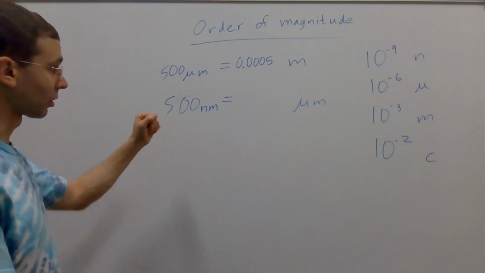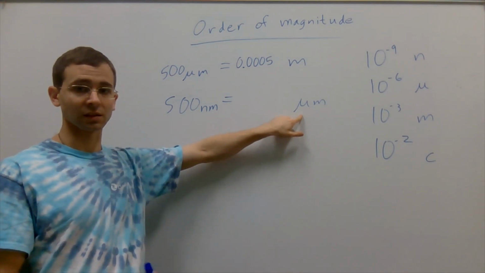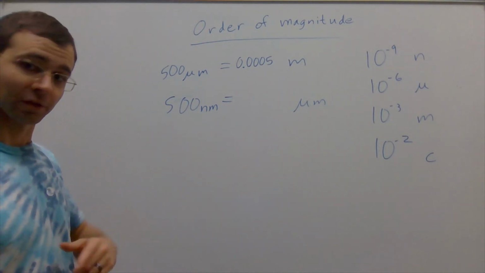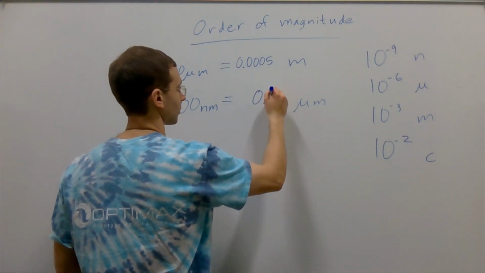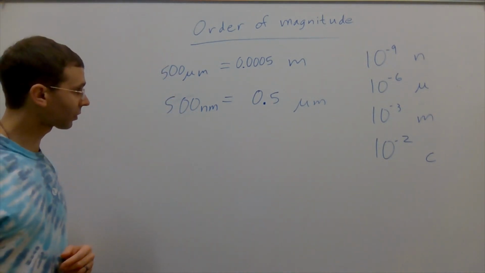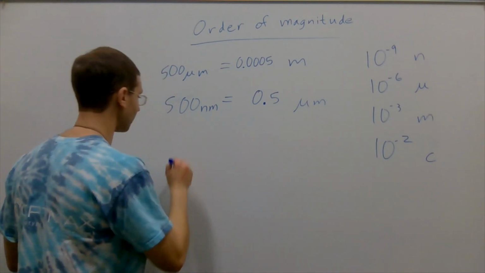So bigger unit, smaller number, and here we have 10 to the negative ninth. Here we have 10 to the negative sixth. 3 orders of magnitude difference. So we'll move the decimal to the left 3 spaces. Like so.